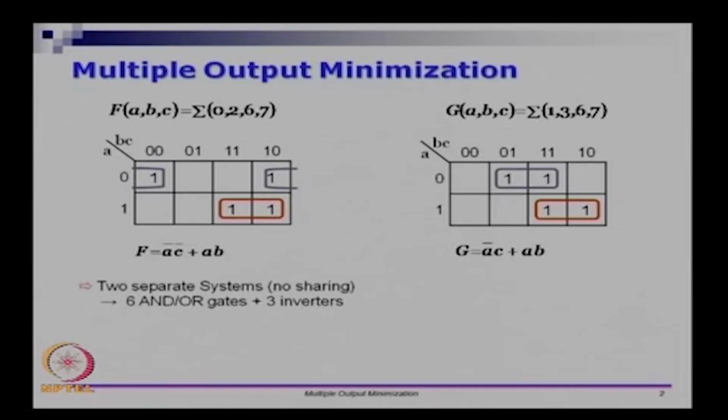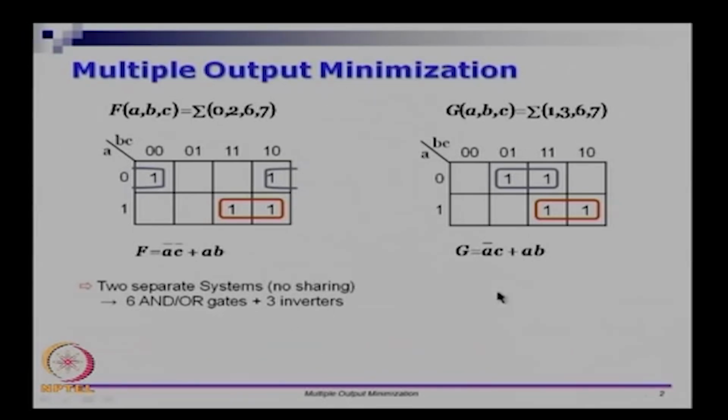We can implement them as 2 separate systems, one circuit for implementing F and another separate circuit for implementing G. If we did that, we would have needed overall 6 AND or OR gates plus 3 inverters. For example, you would need an inverter for A bar here, a C bar here, and another inverter for A bar here, because we did not share anything; we designed this as 2 separate circuits. Then you would need one AND gate here, one AND gate here, one OR gate here, and similarly one AND gate, one AND gate and one OR gate for the other.